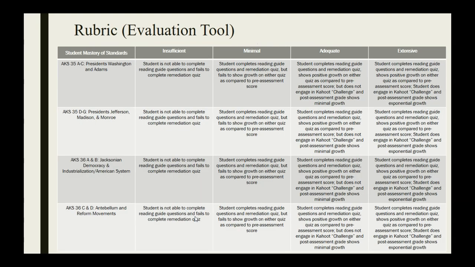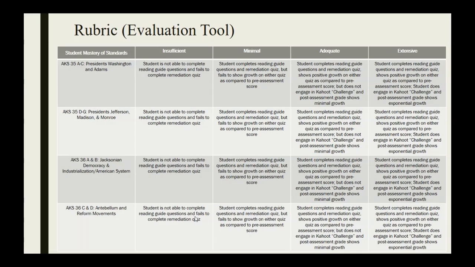Here's the rubric. On the left side of the first column, you see the student mastery of standards, and those are the standards that apply to that unit. Accordingly, each column is insufficient success, minimal success, adequate success, and extensive success, or we could say growth. Positive growth would be the extensive category. That is for each AKS.